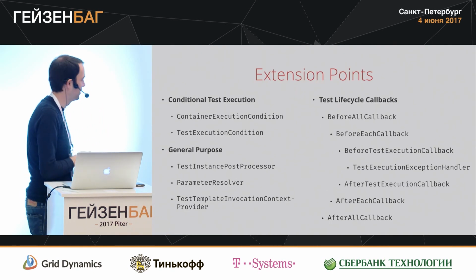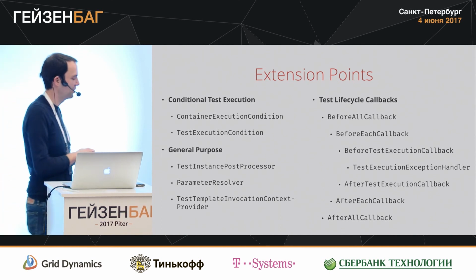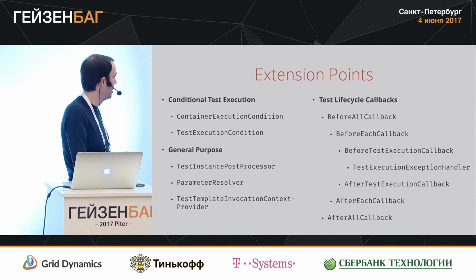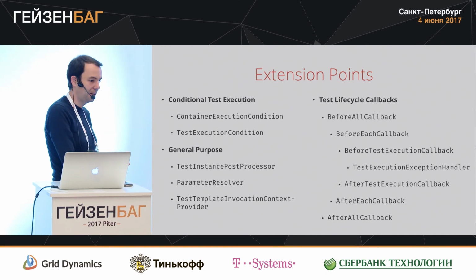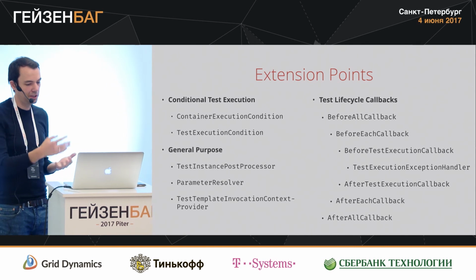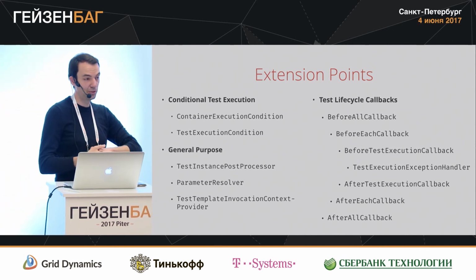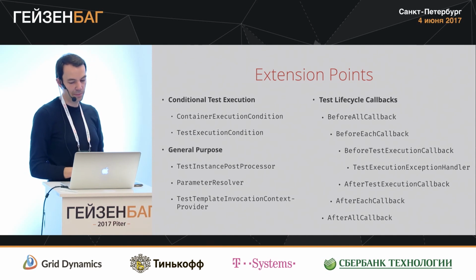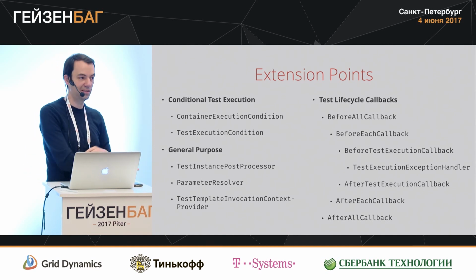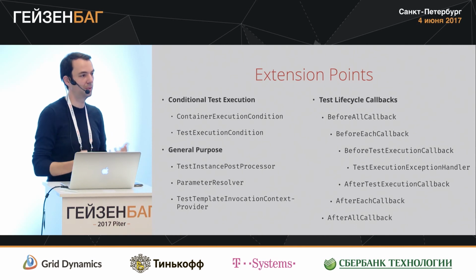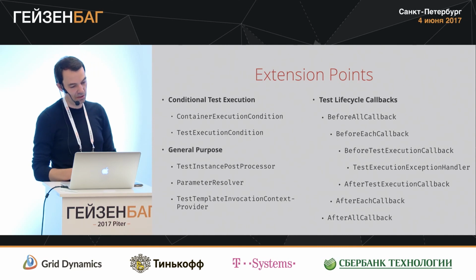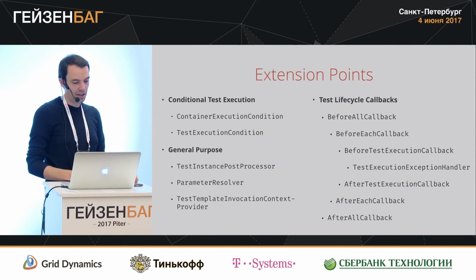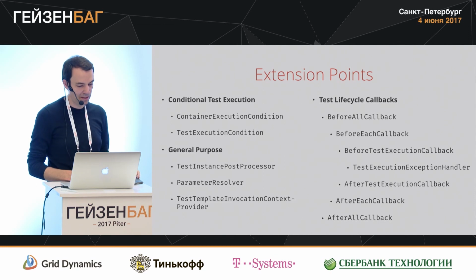Okay, so I'm going to skip my second example. You can take a look at the code later on GitHub. These are all the extension points that we have. So we have a lot of test lifecycle callbacks for before all, before each. There's even a before test execution callback, which is after all the before each methods. And the test execution exception handler lets you post-process the exception. So in case you want to enrich it with some additional information, you can do that. We have the conditional test execution. We've seen that.